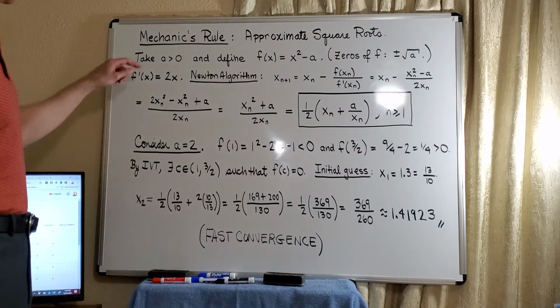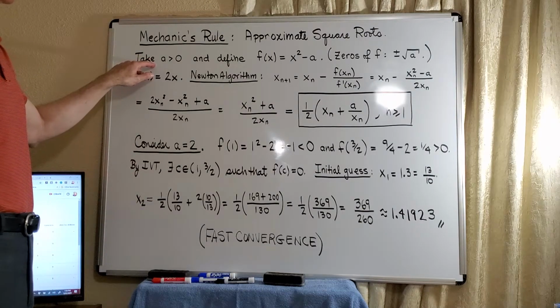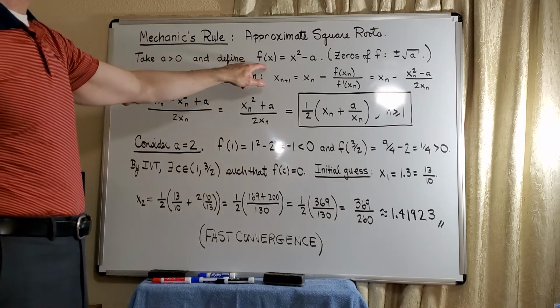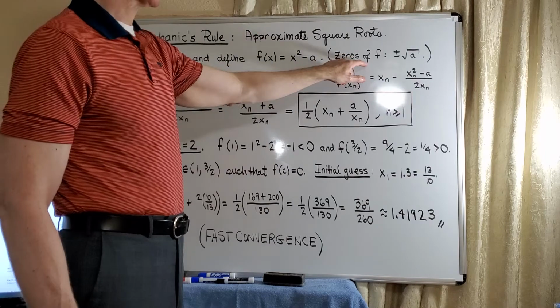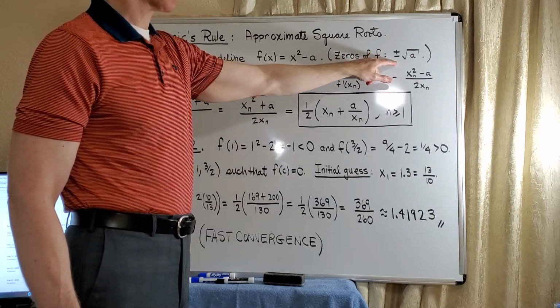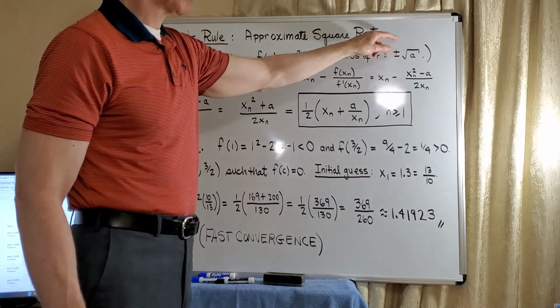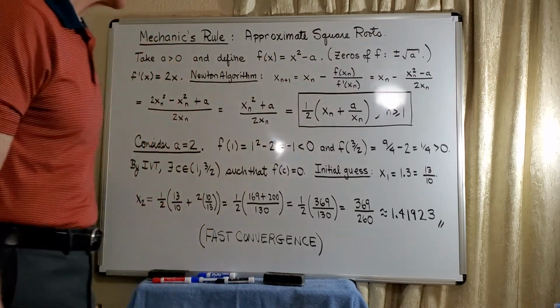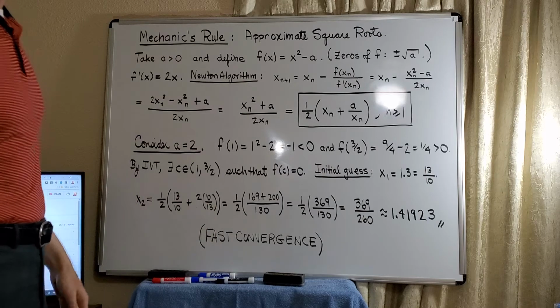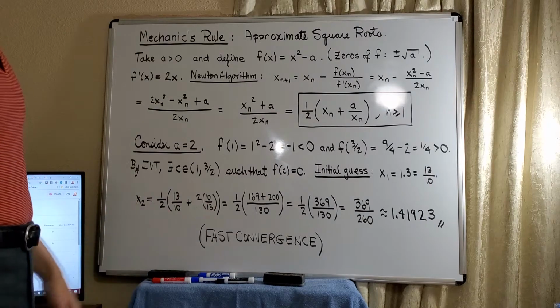So with that in mind, let's take some positive real number a and define f of x to be x squared minus a. And then, of course, the zeros of f are the square roots that we're looking for. Obviously, the positive square root is the one of importance here. And so that would be a nice function to work with in order to move the problem forward.